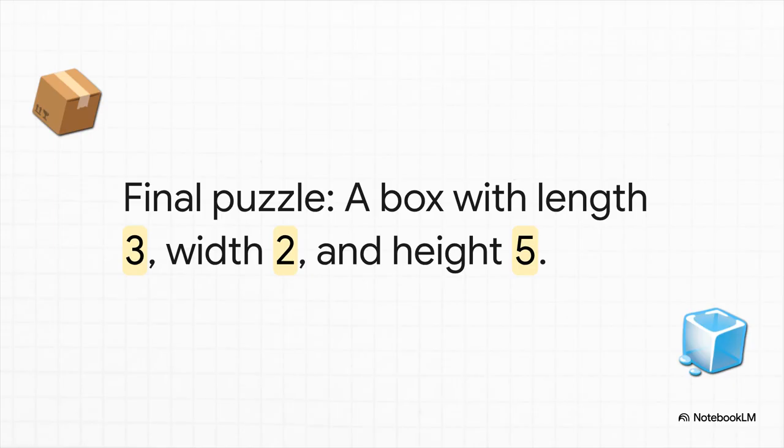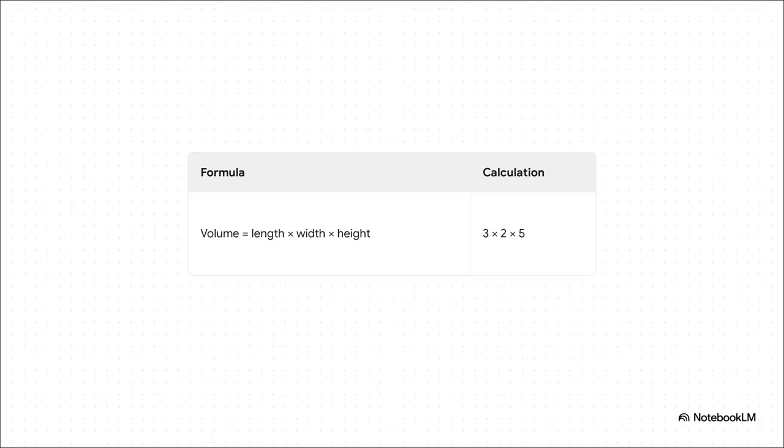All right, for our final puzzle, let's level up and jump into 3D. Imagine a box with a length of 3, a width of 2, and a height of 5. And guess what? The code expands perfectly to handle this. The sentence is now volume equals length times width times height. So we multiply 3 by 2 by 5, and we get 30 cubic units. And that right there is the crucial point. This simple code works just as well for flat 2D shapes as it does for 3D space.